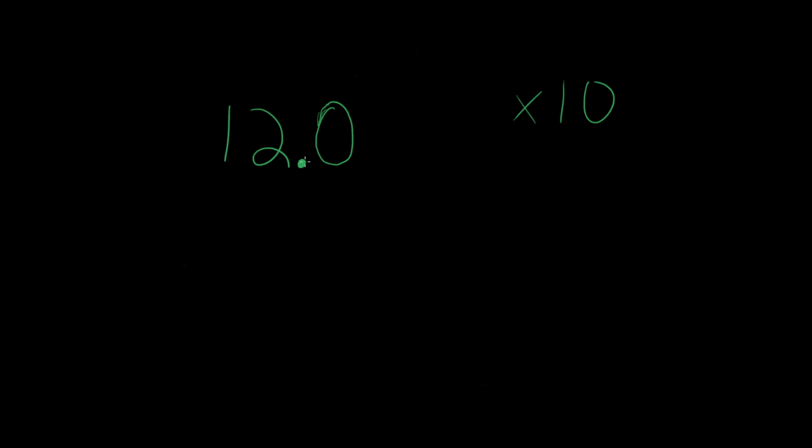When you multiply a number with a decimal in it, in order to get the new number, depending on what you multiply by, you have to move the decimal to the right. So when we multiply by 10, we move the decimal to the right one position, and we put that new decimal there. So our new number is now 120, which is what 12 times 10 is. It's 120.